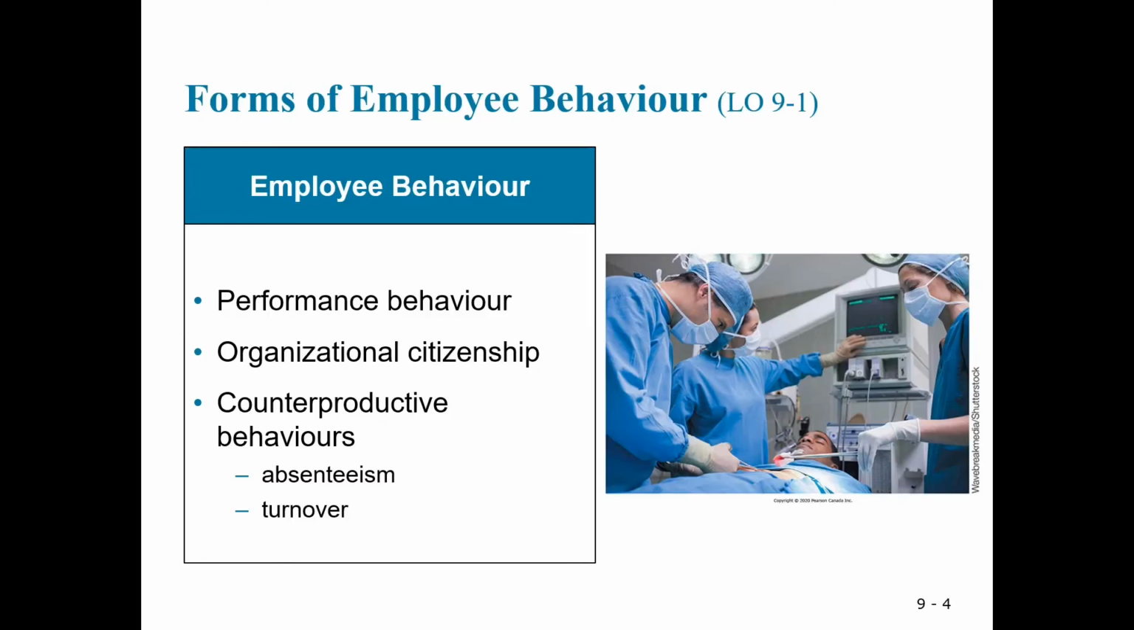Forms of employee behavior. Employee behavior refers to the pattern of actions by members of an organization that directly or indirectly influences the organization's effectiveness. Performance behaviors directly influence how a job is performed, while citizenship behaviors provide positive benefits to the organization in more indirect ways. Counterproductive behaviors, like absenteeism, turnover, theft, sabotage, are those that work against organizational interests.